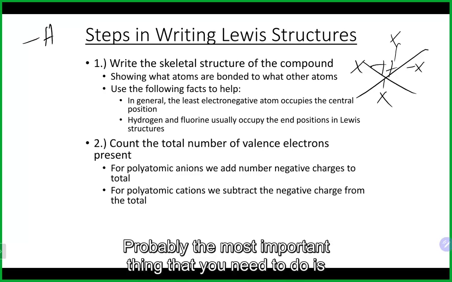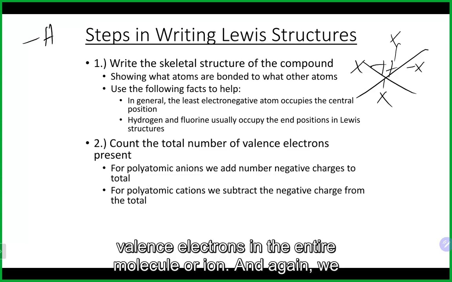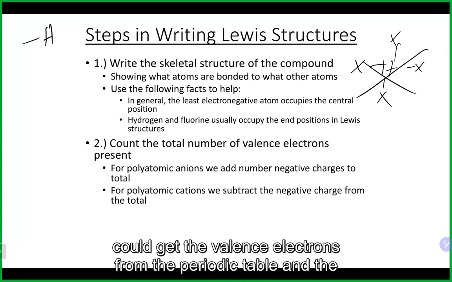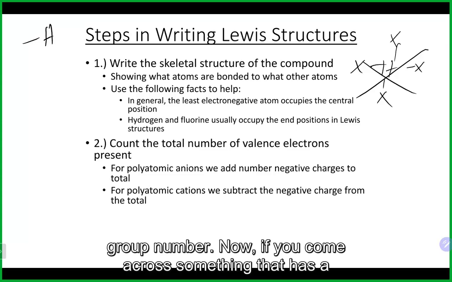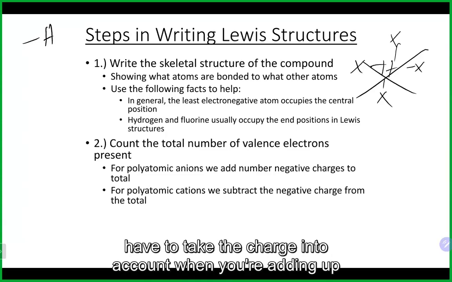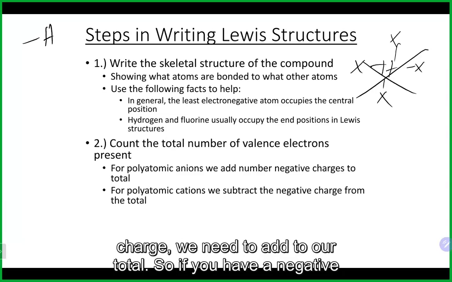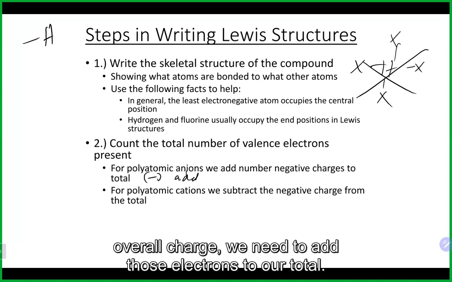Probably the most important thing that you need to do is really number 2, and that is to count up the total number of valence electrons in the entire molecule or ion. And again, we can get the valence electrons from the periodic table and the group number. Now, if you come across something that has a charge, like a polyatomic ion that we talked about, you do have to take the charge into account when you're adding up everything. So if we have a negative overall charge, we need to add those electrons to our total.